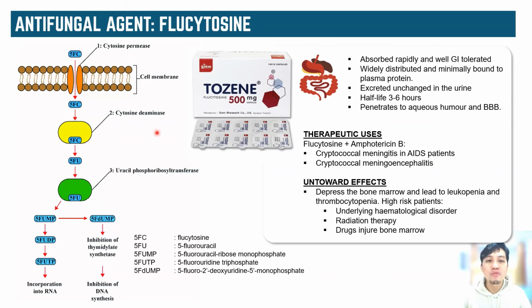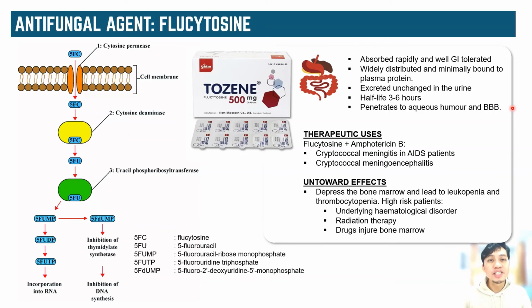In comparison, there is a lot of this enzyme present in fungal strains. So the lack of this enzyme in human cells will prevent the metabolism to fluorouracil. Flucytosine is absorbed rapidly with good GI tolerance. It is widely distributed and minimally bound to plasma protein. It is excreted unchanged in the urine and has a half-life of about 3 to 6 hours. The good thing is that this drug is able to penetrate the aqueous humor as well as the blood-brain barrier.